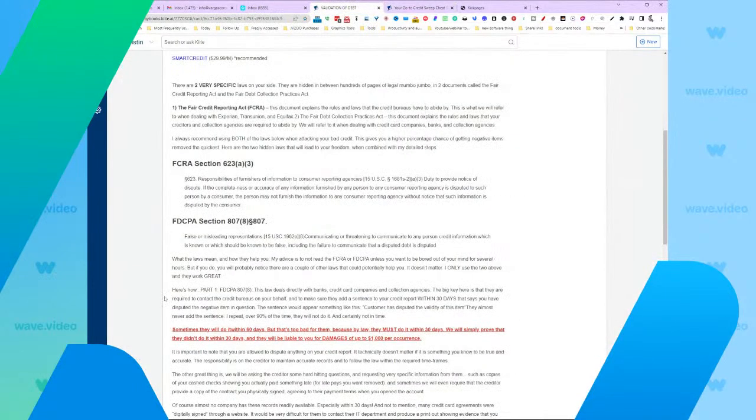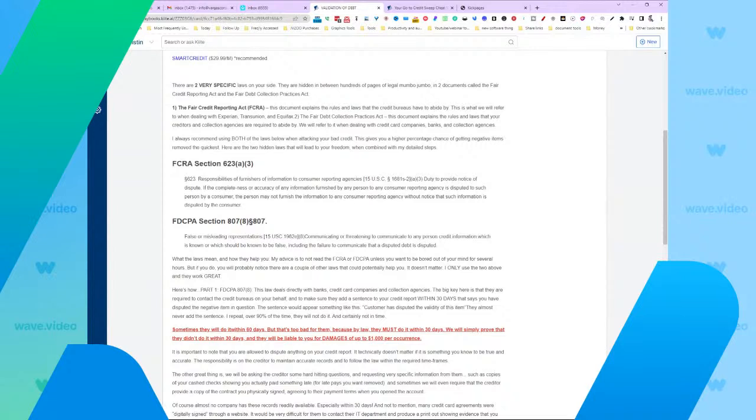All right, let's start at the beginning. There's two very specific laws on your side, and they're hidden in between hundreds of pages of legal mumbo jumbo, and that's why we're breaking this down. And I did not write this myself. I did take it from a book. I did cite the book that I took it from, but it's just for understanding of how this entire thing works. Okay, so now we are dealing with the Fair Credit Reporting Act and the Fair Debt Collection Practices Act.